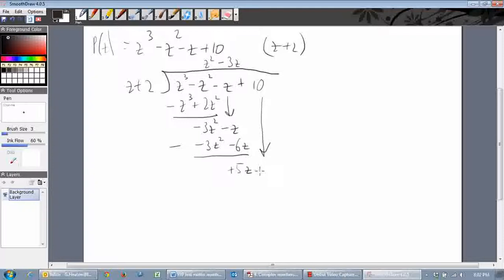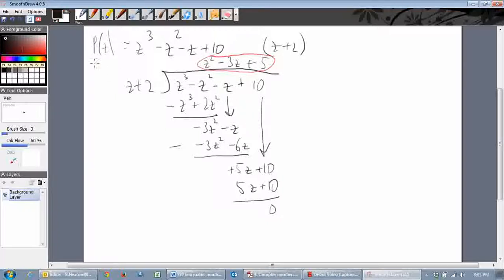Then you bring down the plus 10. What do we need to multiply this by to get this? It will be 5, so plus 5. Multiply that away, you get 5Z plus 10. And good, what you want to get is 0 here. You need this to happen for this to be a perfect factor. So what we have here is your other factor. It's a quadratic factor here.